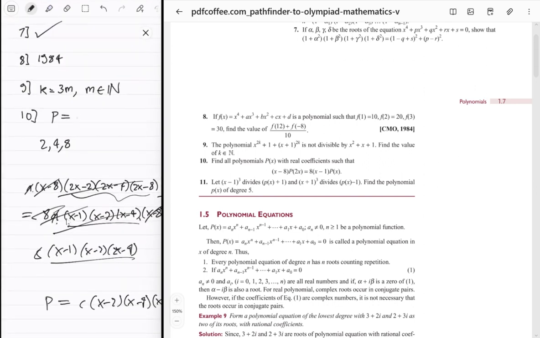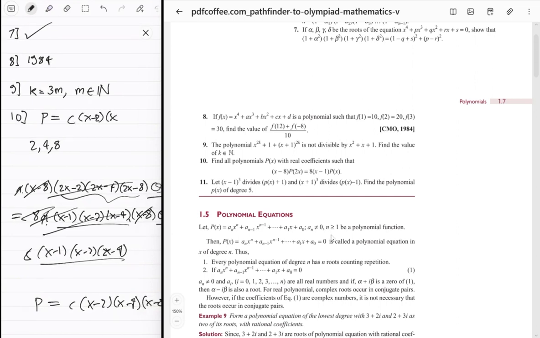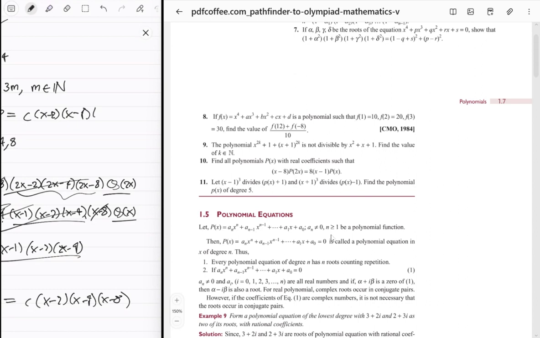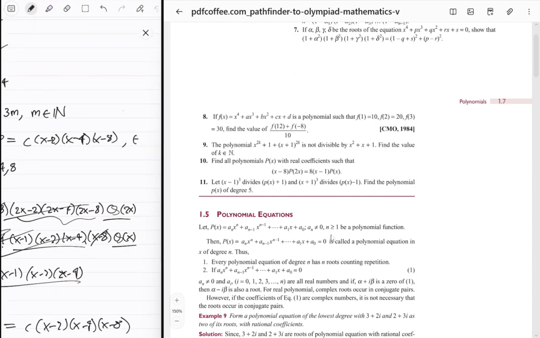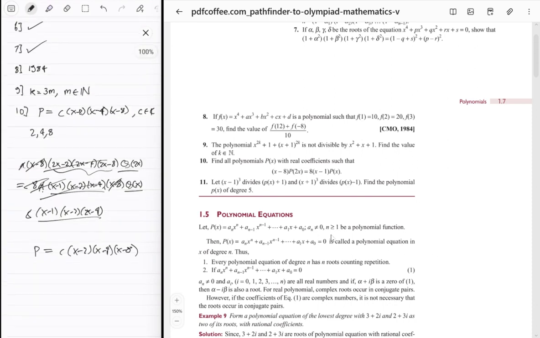So p is of this form, and you know what? Actually, you can also assume that c goes over all real numbers because 0 is also allowed. That will also satisfy this equation. So that makes this our answer: c times x minus 2, x minus 4, and x minus 8, where c is any constant. So anything from the complex plane will work. Next.